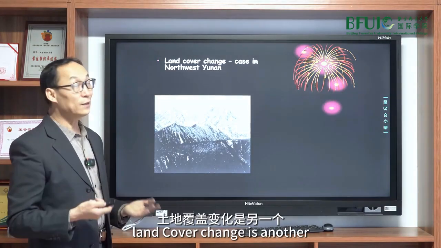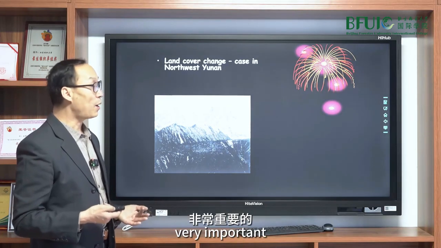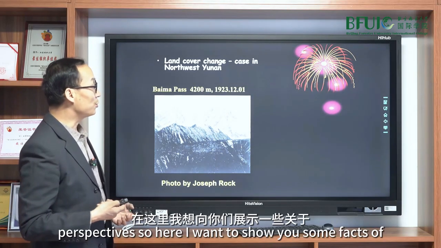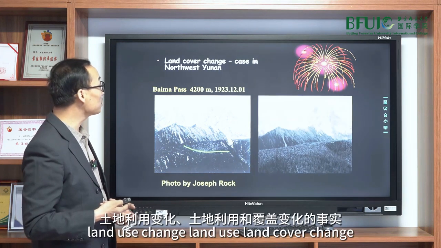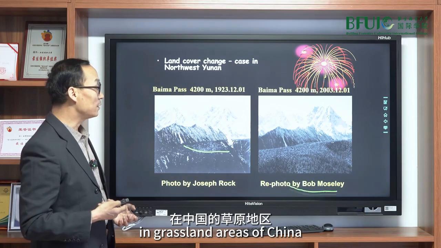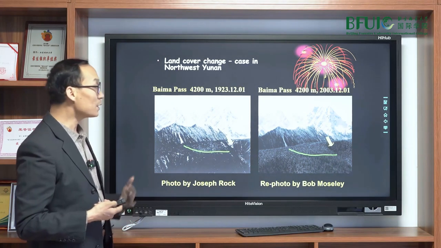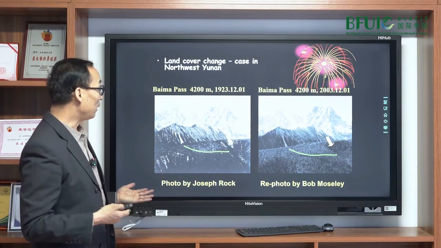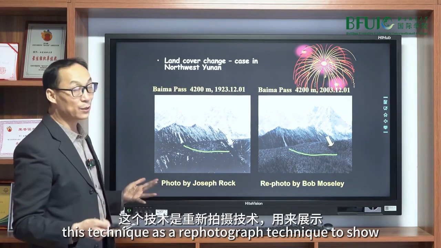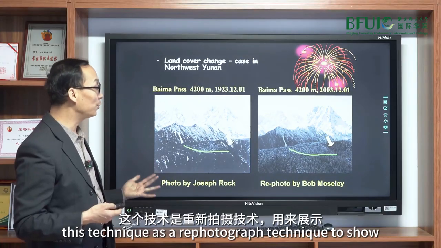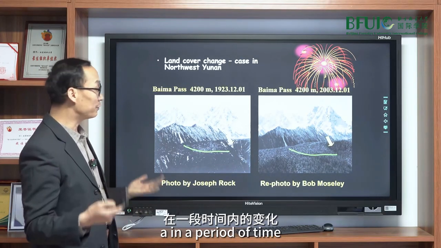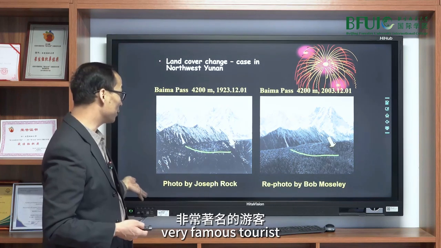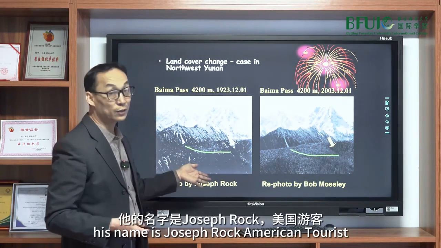Of course, land cover change is another very important factor from the global change perspective. So here I want to show you some facts of land use change and land cover change in grassland areas of China. This is a very good example of land cover change on the grassland. We call this technique the rephotograph technique, to show changes over a period of time. On the left is one of the very famous tourists, Joseph Rock, an American tourist.